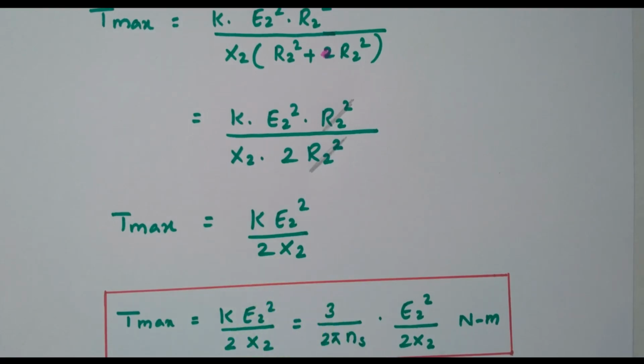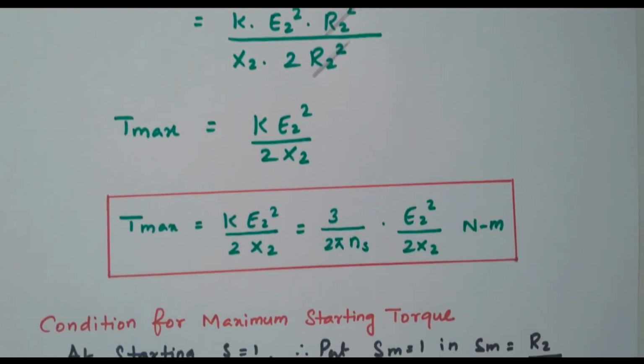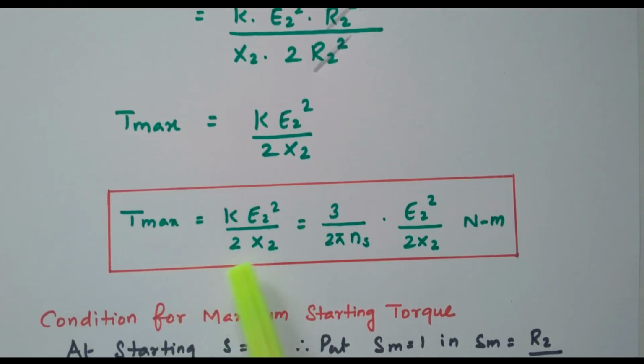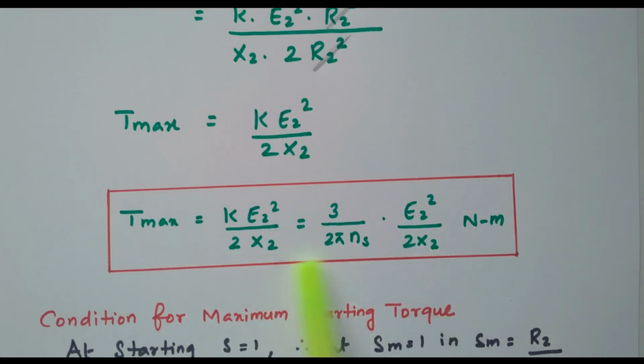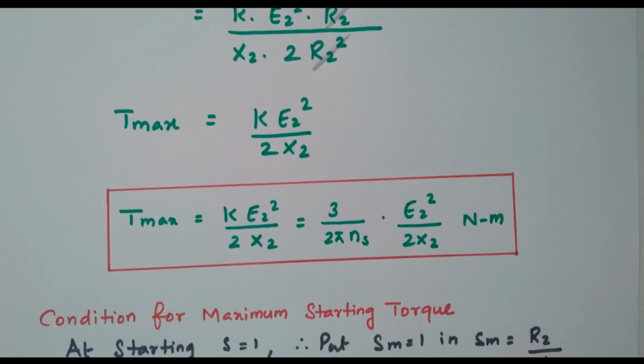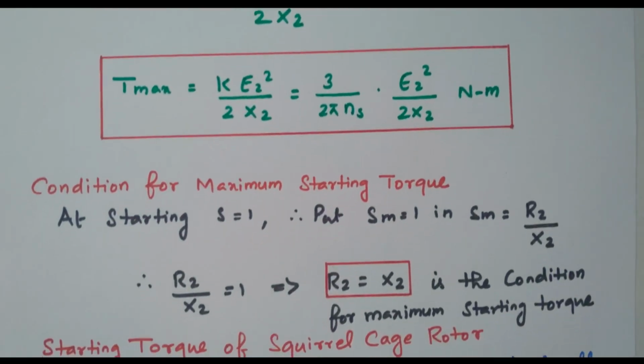Now we can substitute this value in the torque equation, so that we will get T max equal to K E2 square divided by 2x2. This K is nothing but 3 divided by 2 pi ns, based on the 3-phase induction motor, into E2 square divided by 2x2. So this is the equation for the magnitude of the maximum torque, right. By using the condition Sm equal to R2 by x2, by substituting we got the expression for the magnitude of maximum torque.